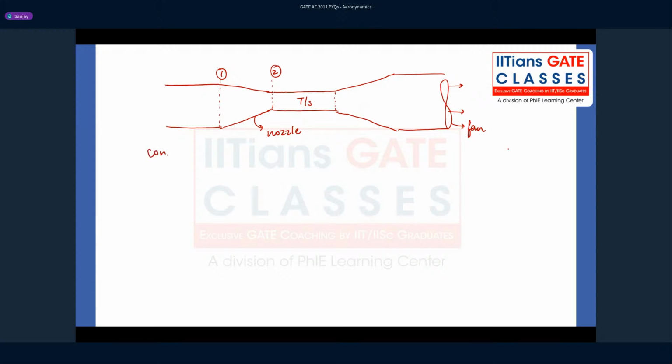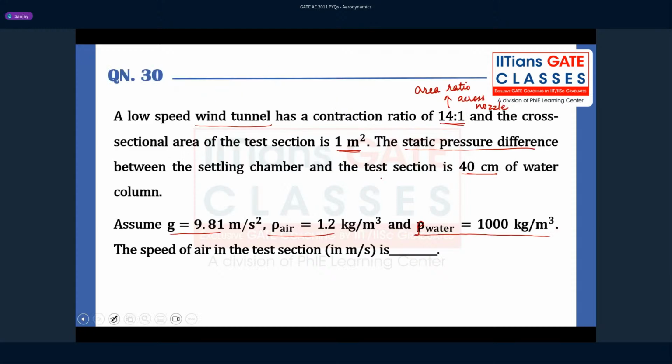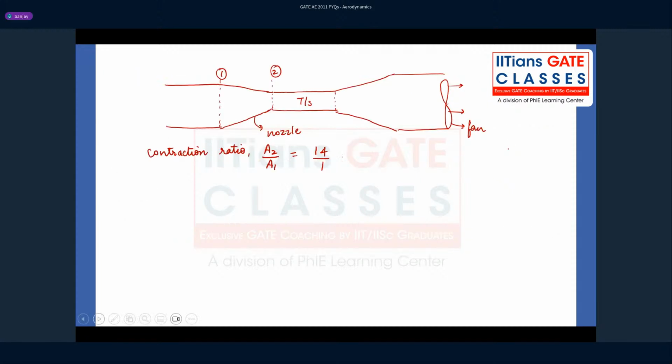They have given you the contraction ratio. So contraction ratio is the area ratio of the nozzle, which is essentially 14 by 1. Okay, it is 14. And they have also told that the pressure difference between the settling chamber and the test section. Okay, so the settling chamber is this and this is the test section, right? So if you connect a manometer, it will show you the height of the water column, right? So essentially, they have given you P1 minus P2.